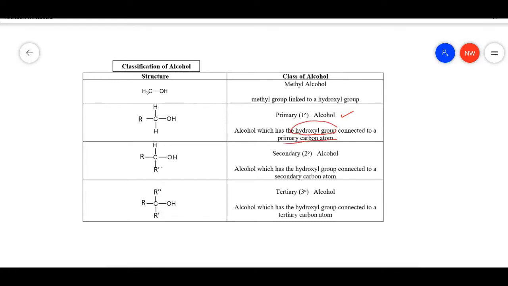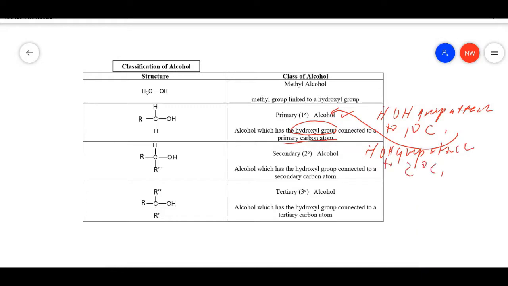So, if OH group attached to primary carbon, then you get primary alcohol. If OH group attached to secondary carbon, then we get secondary alcohol. If OH group attached to tertiary carbon, yes, so we will get the tertiary alcohol. So you need to determine the class of the carbon first, then you will get the class of the alcohol.